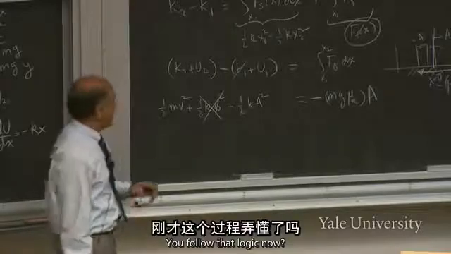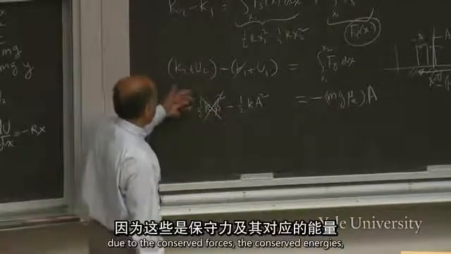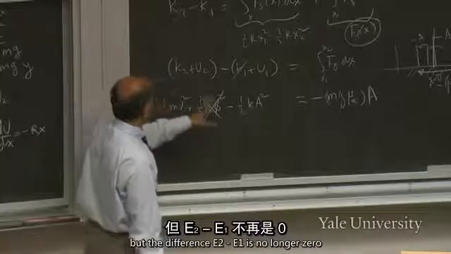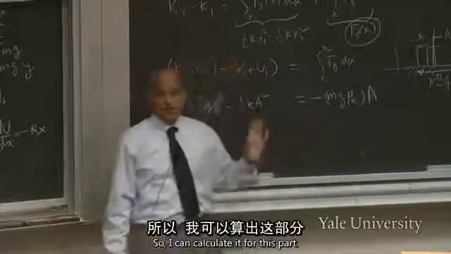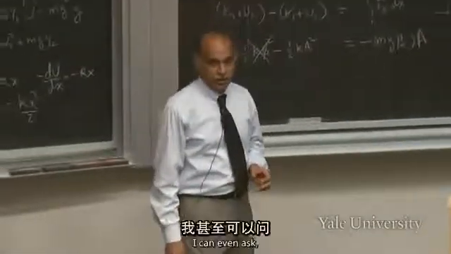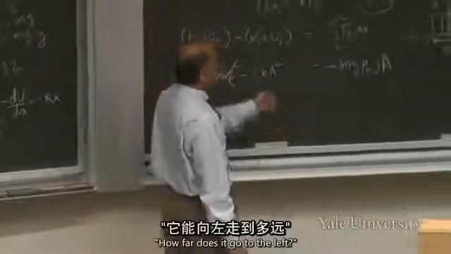You follow that logic now? This is the difference in energies due to the conserved forces, but their difference, E2 minus E1, is no longer 0, but it's given by this number. So I can calculate it for this part. I can even ask, this is one of the homework problems, I think: how far does it go to the left?